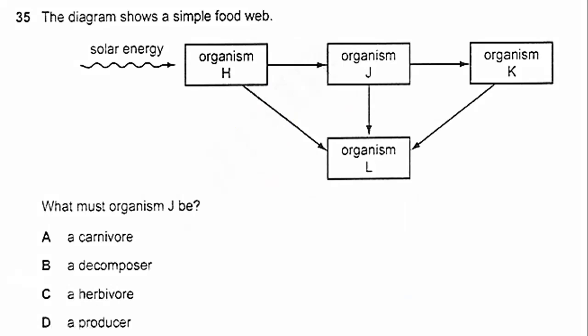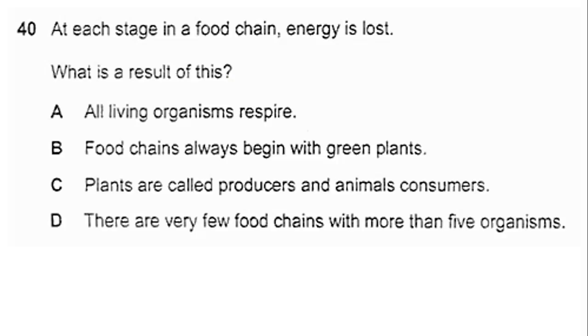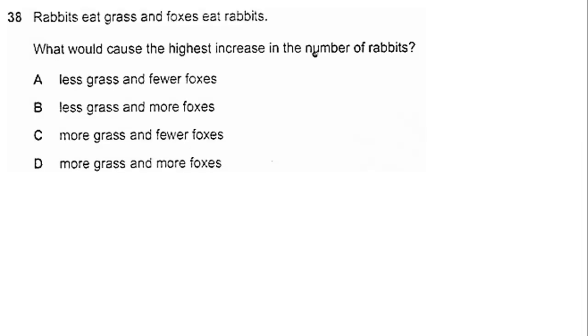The diagram shows a simple food web. What must organism J be? Organism J gets its energy from organism H, that gets its energy from solar energy. So this makes organism H a producer, and after producer there must be a herbivore. At each stage in the food chain, energy is lost. What is a result of this? What comes out of this? What comes out is that there are very few food chains with more than 5 organisms.